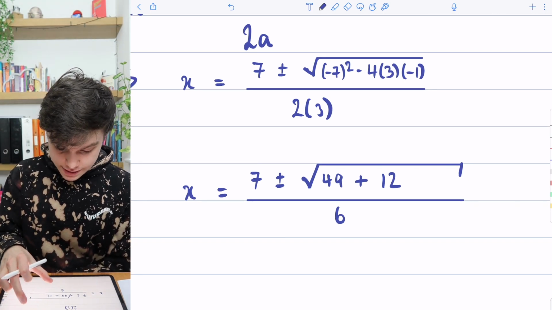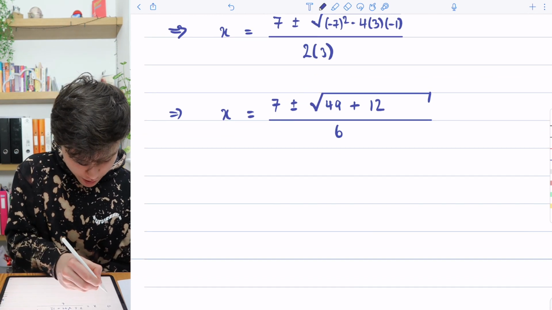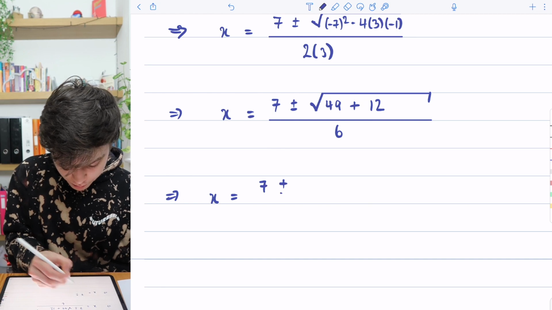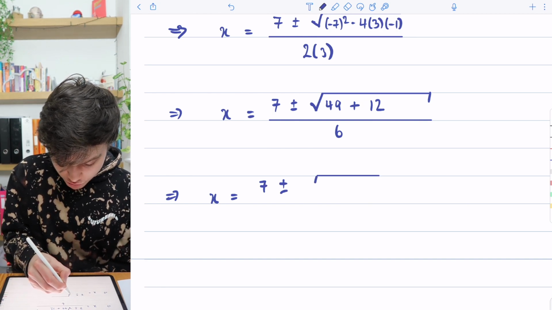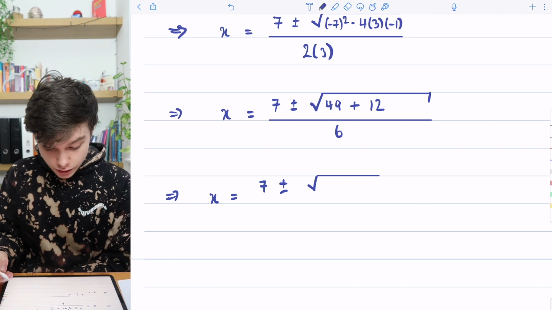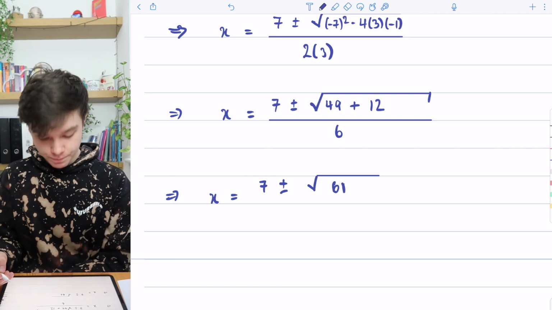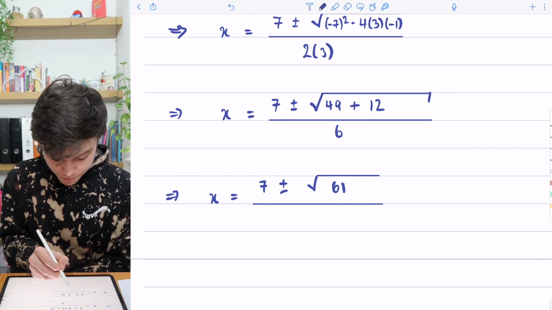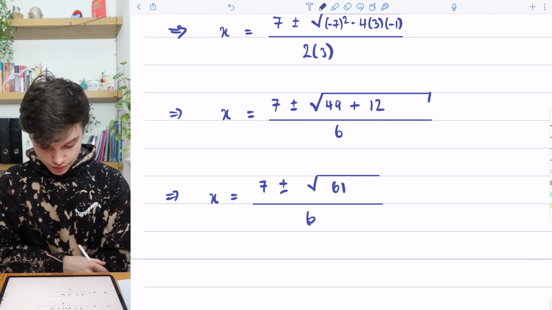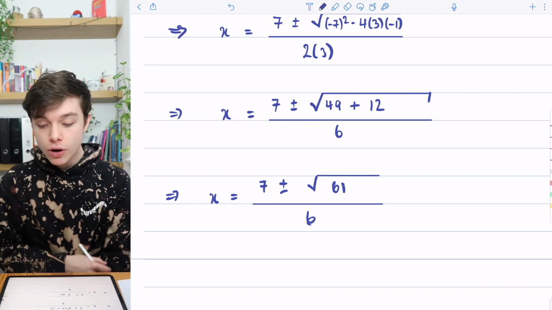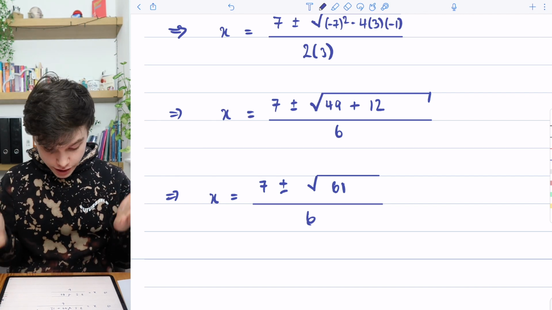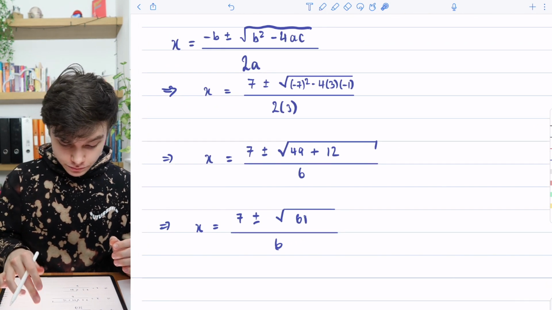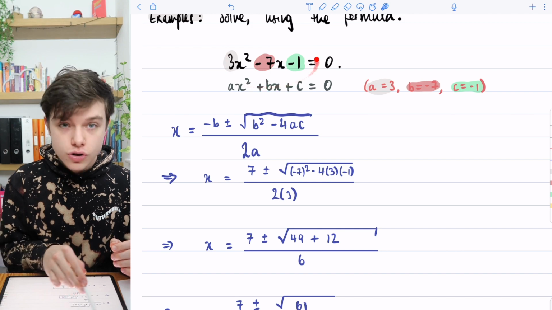So now I can simplify what's under the square root. So I can have x is equal to 7 plus or minus the square root of 49 plus 12, which is 61. So we just get the square root of 61 there. And then divide that by 6, okay? And we can't do any more simplification. That's all we can do. The reason we get this answer is because this quadratic does not factorise.